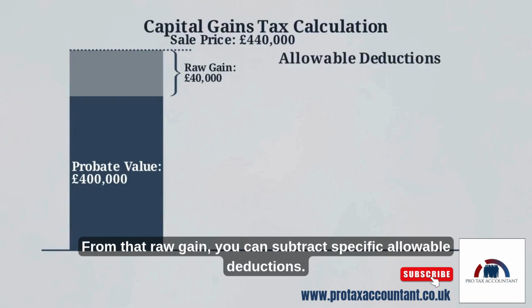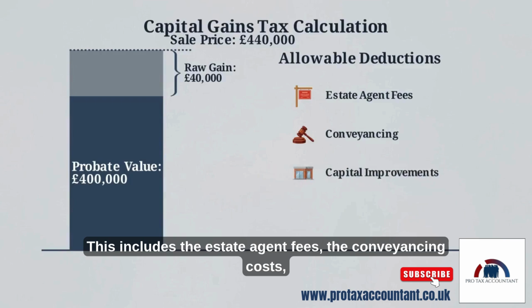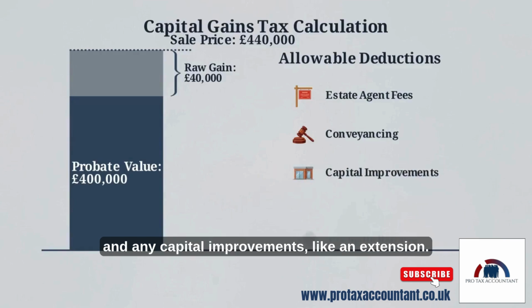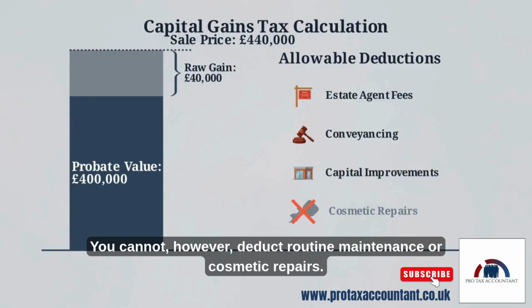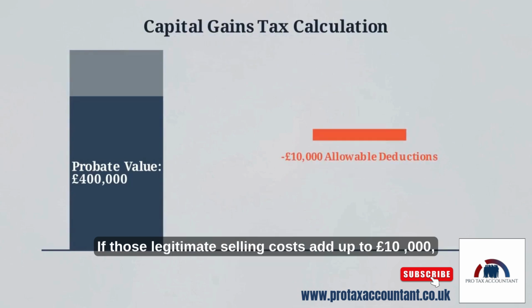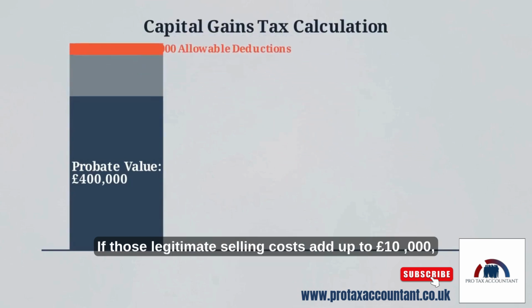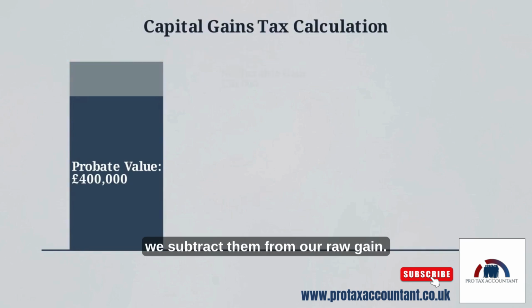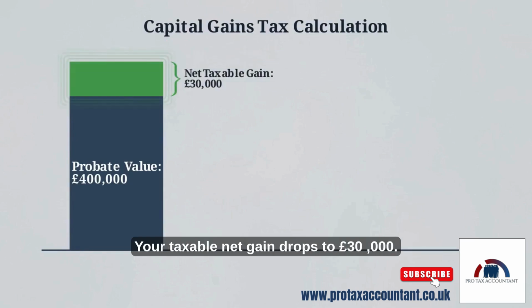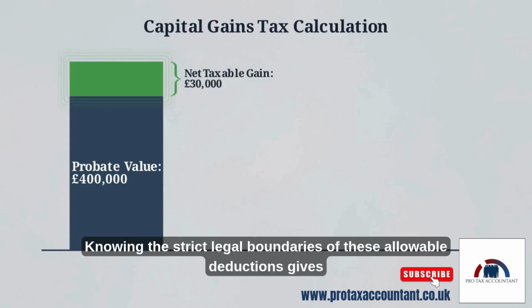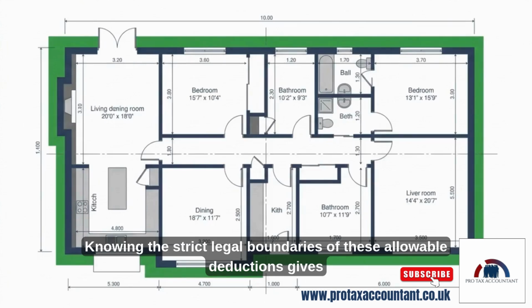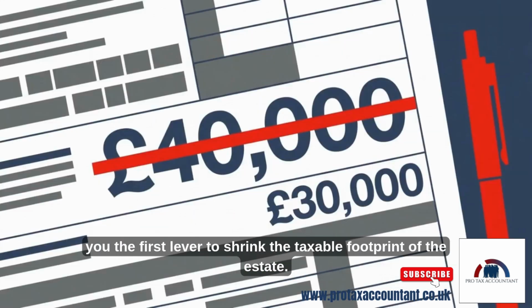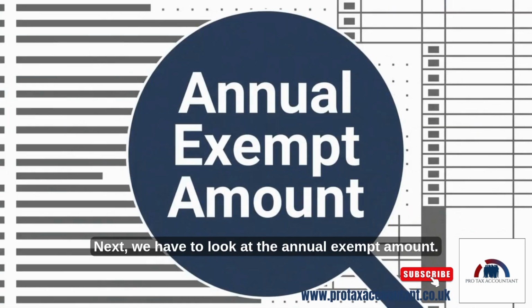From that raw gain, you can subtract specific allowable deductions. This includes the estate agent fees, the conveyancing costs, and any capital improvements, like an extension. You cannot, however, deduct routine maintenance or cosmetic repairs. If those legitimate selling costs add up to £10,000, we subtract them from our raw gain. Your taxable net gain drops to £30,000. Knowing the strict legal boundaries of these allowable deductions gives you the first lever to shrink the taxable footprint of the estate. Next, we have to look at the annual exempt amount.